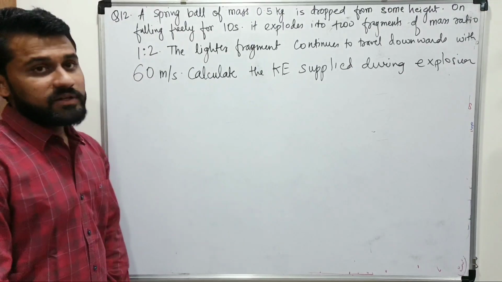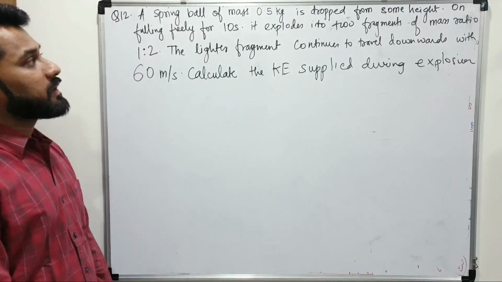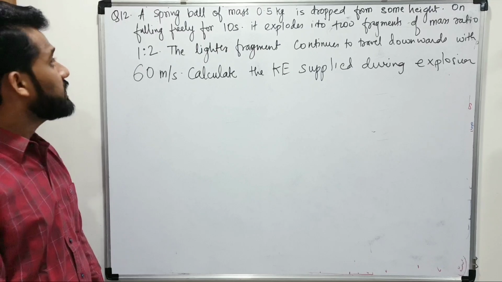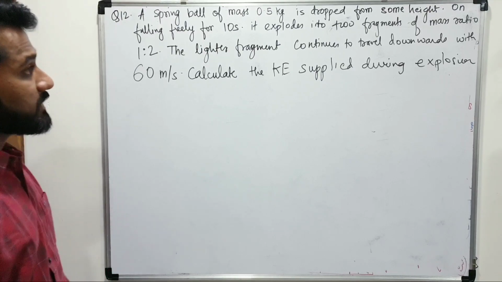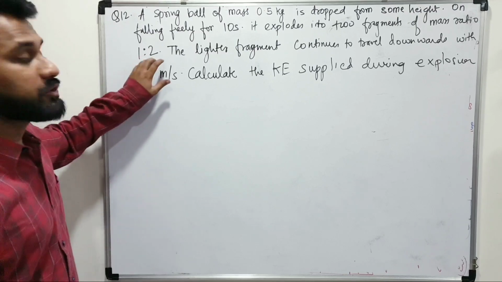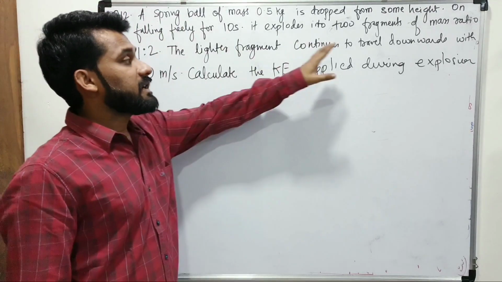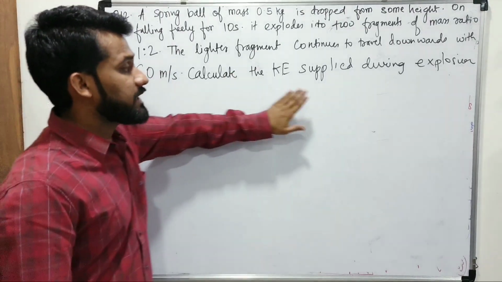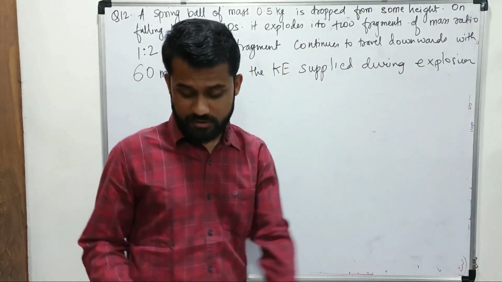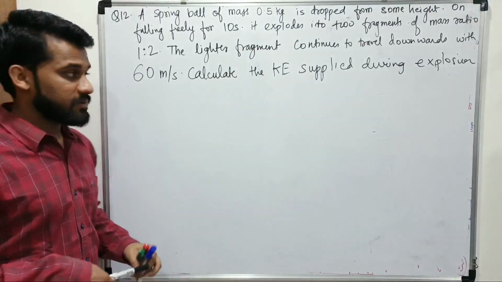Question number 12. A spring ball of mass 0.5 kg is dropped from some height. On falling freely for 10 seconds, it explodes into two fragments of mass ratio 1:2. The lighter fragment continues to travel downward with 60 meters per second. Calculate the kinetic energy supplied during the explosion. Now, what is the spring ball first of all?